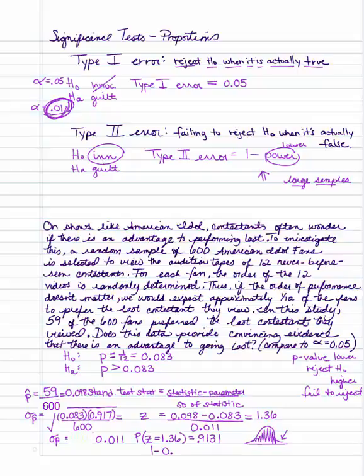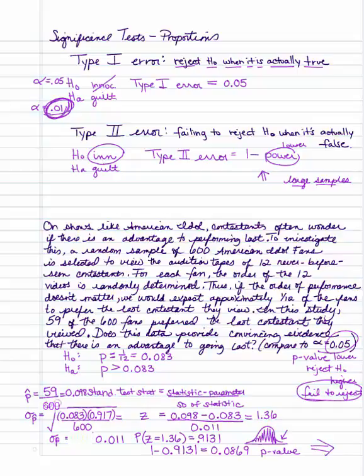1 minus 0.9131. So like 0.0869. This is our p-value. This is what we're comparing to 0.05. If it's lower than it, then we say there's no way that this could possibly occur by chance. There's something rigged. Something's wrong with this. Since it's higher than alpha, we're going to fail to reject the null hypothesis.